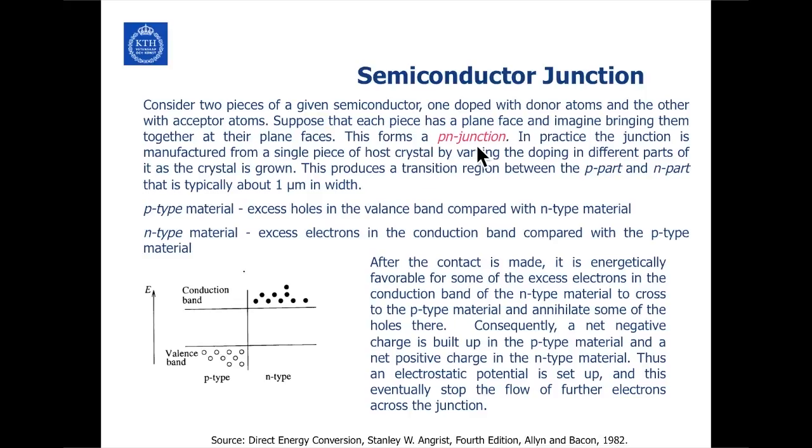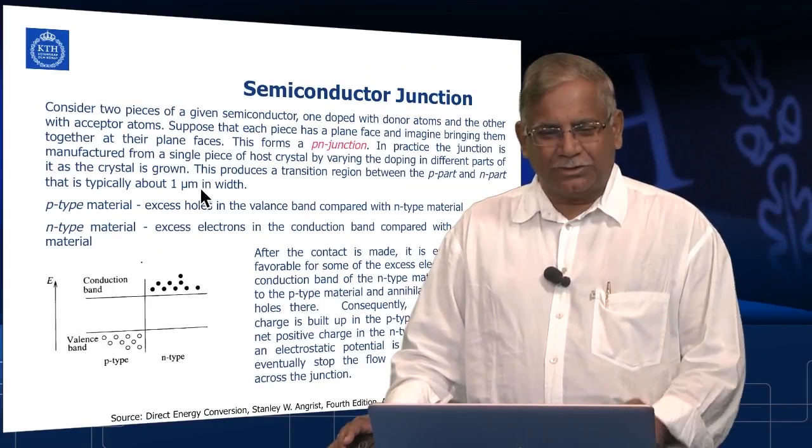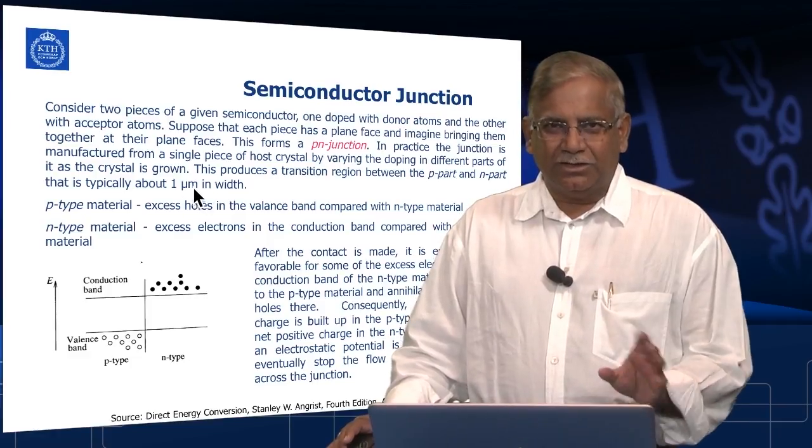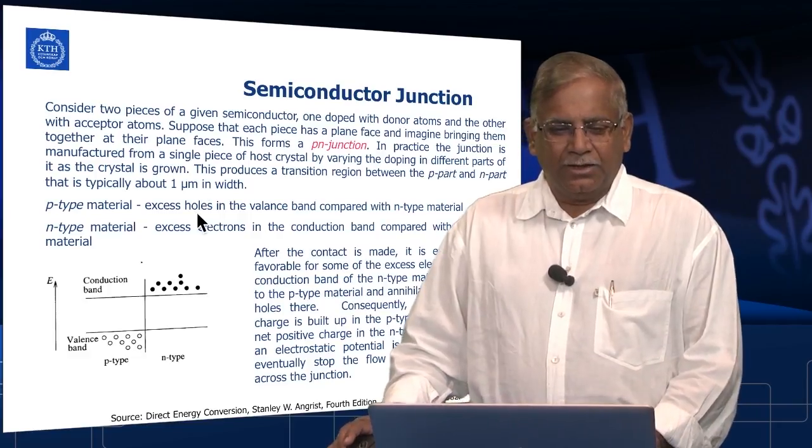and that forms what is called a P-N junction. Like I mentioned before, in practice actually we do not have two materials. They both are manufactured from a single piece of the crystal by varying the doping in different parts of the crystal when it is being grown. The transition region between the P part and the N part is extremely small, and typically it is about 1 micrometer in width. So when they are connected, the transition between the two materials is extremely small. For all practical purposes, they are pretty much one crystal.